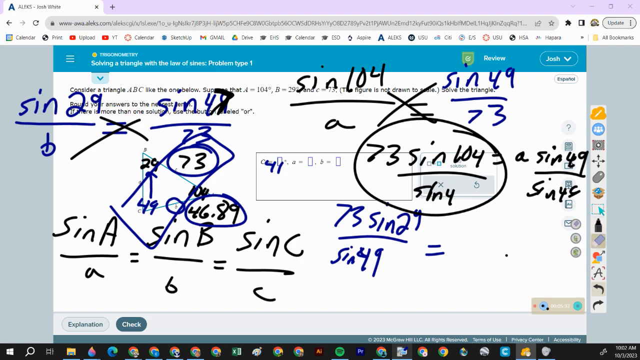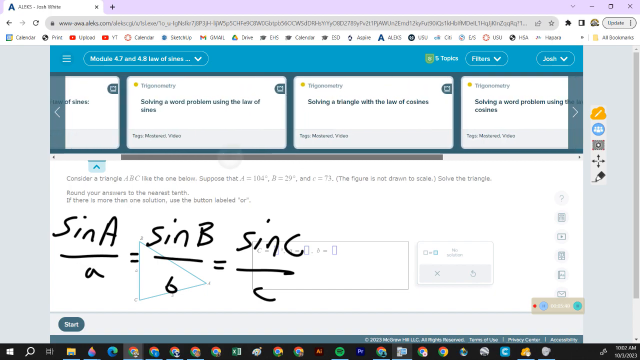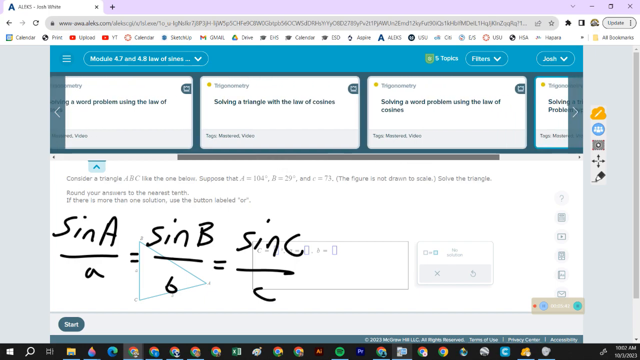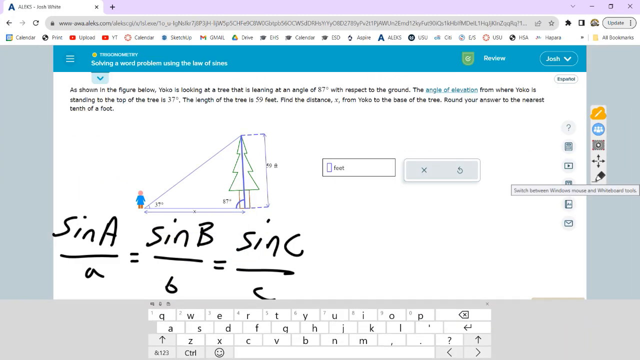All right. So let's do a different one. All right. What if we had this? So here we have a tree, 59 feet tall. The tree is leaning a little bit, so it creates an 87-degree angle with the ground. The angle of elevation from the person to the top of the tree is 37 degrees. How far is the person from the tree?